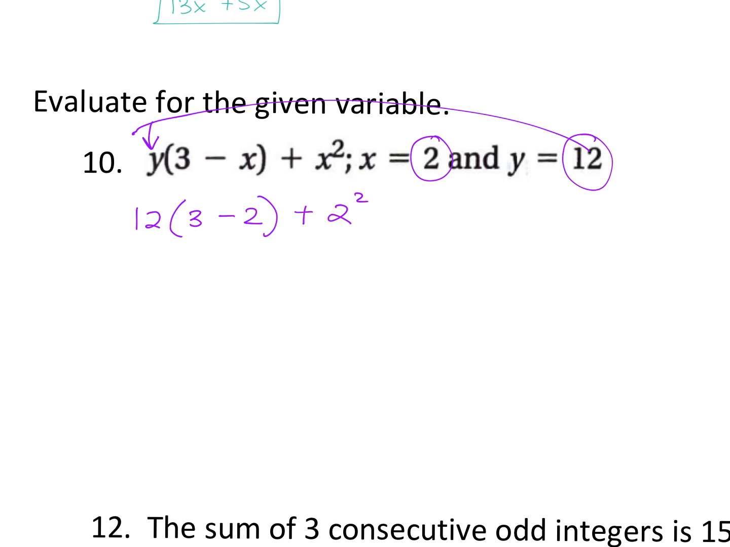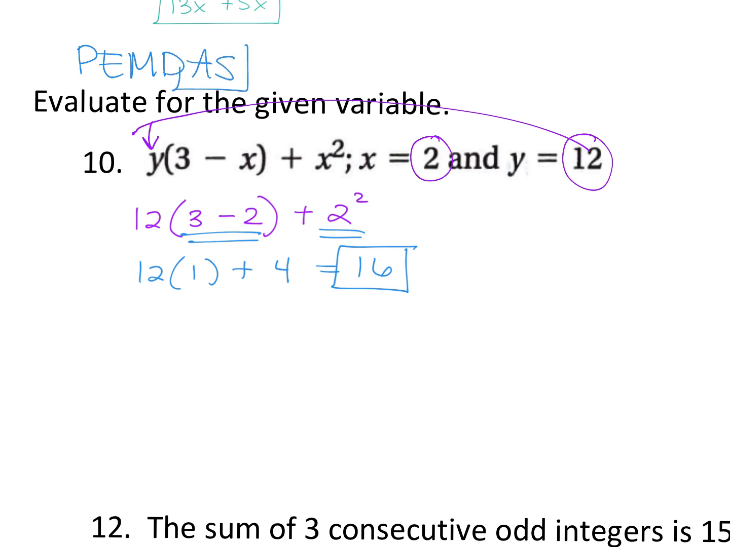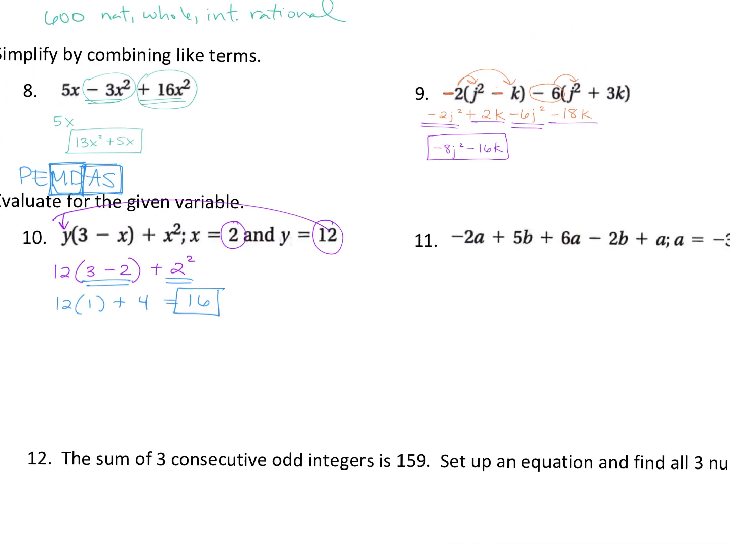Follow PEMDAS, right? PEMDAS says do the parentheses first. So 12 times 1. You can also do the exponents at the same time because they don't affect each other. So you get 12 plus 4. So you should get 16 on that. And again, maybe you want to write this down. Just keep in mind that multiply and divide happen together, add and subtract happen together, just left to right. You don't have to multiply before you divide. You have to work left to right with multiplication and division or addition and subtraction.